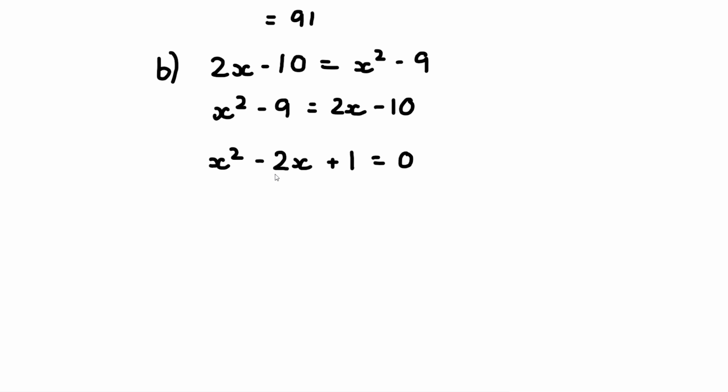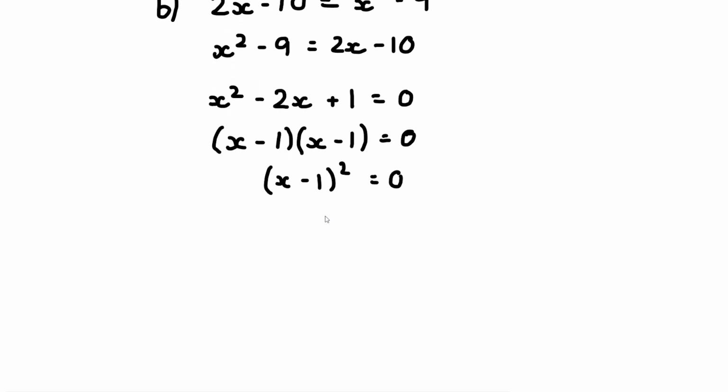So what are two numbers that add to minus 2 and multiply to positive 1? Well, it's just -1 and -1. So x minus 1 times x minus 1 to factorize it gives us 0. And we can rewrite this as x minus 1 squared, which means we will only get one answer. And that answer is, well, if we get rid of the squared, we've got x minus 1 equals 0, which means that x equals 1 when we add 1 to both sides.